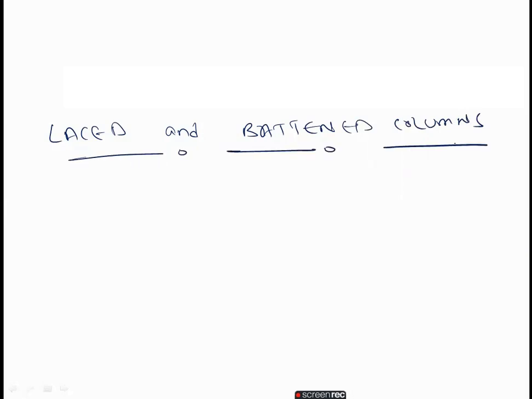So here the next topic in this chapter, in the second unit, is laced and battened columns. These are also design of compression members. The laced and battened columns, most probably you will see in the railway stations. That means these are compression members. It is like this, the lacing, the steel columns.